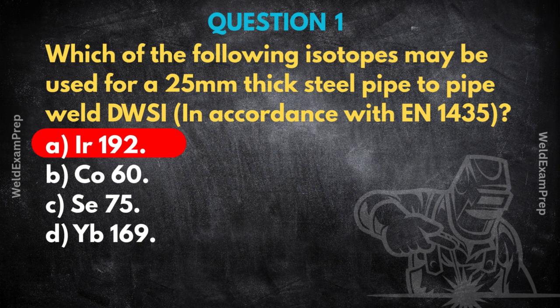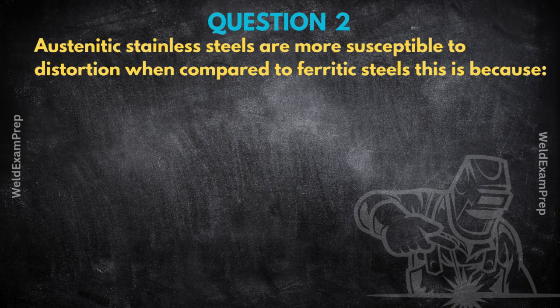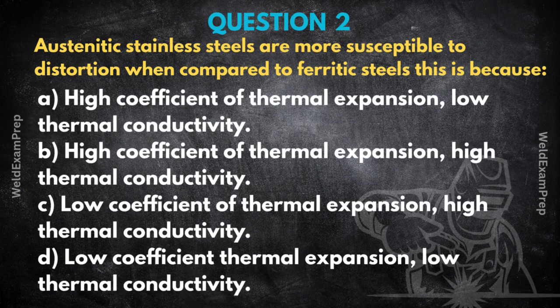So moving from inspection tools to the materials themselves, this brings us nicely to our next question. It's about distortion, specifically with stainless steels. Distortion. Always a fun topic. Isn't it just. The question: austenitic stainless steels are more susceptible to distortion compared to ferritic steels. Why? Is it A, high coefficient of thermal expansion, low thermal conductivity? B, high coefficient of thermal expansion, high thermal conductivity? C, low coefficient of thermal expansion, high thermal conductivity? Or D, low coefficient of thermal expansion, low thermal conductivity?